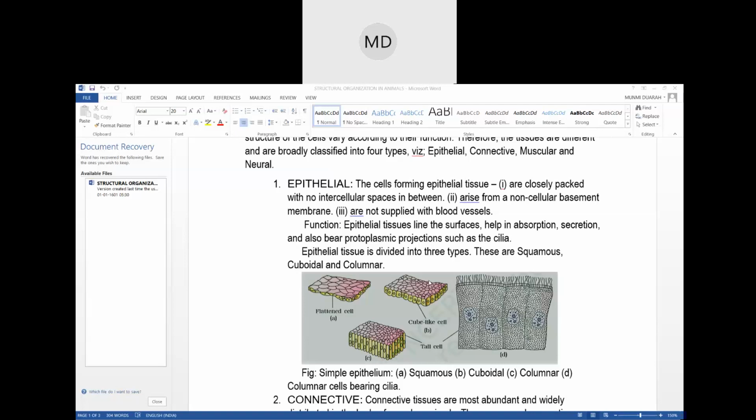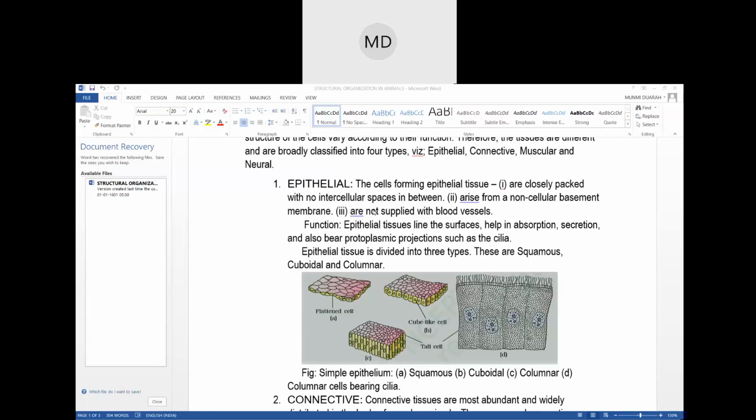Epithelial tissues are closely packed and there is no space between two cells. They are not supplied with blood vessels, and they form your skin, the linings of the gut, your blood vessels and every lining. Linings means coverings, and the coverings of the organs are also made up of epithelial tissues. And there are three types: squamous, cuboidal and columnar.